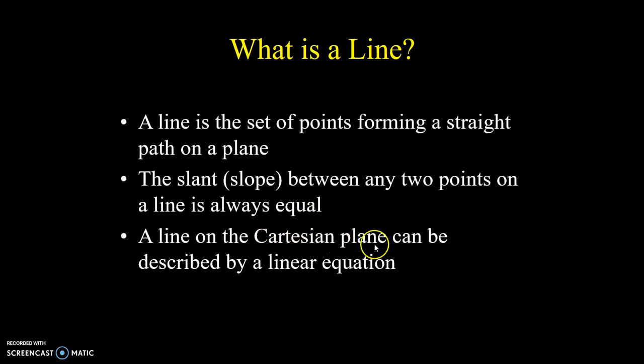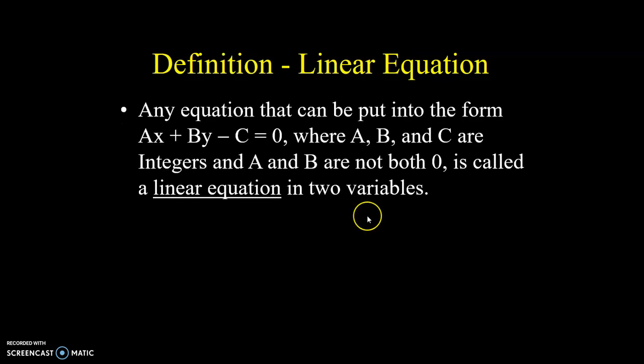A line on a Cartesian plane can be described as a linear equation. Back in linear equations, we have y equals mx plus b. So, the definition of linear equation: any equation that can be put into the form ax plus by minus c equals 0, where a, b, and c are integers, and a and b are not both 0, is called a linear equation. This one is in 2 variables because we have x and y values.